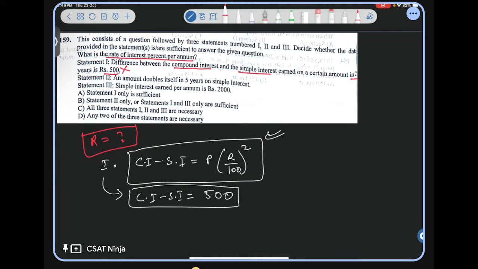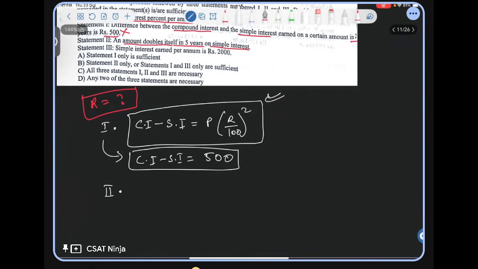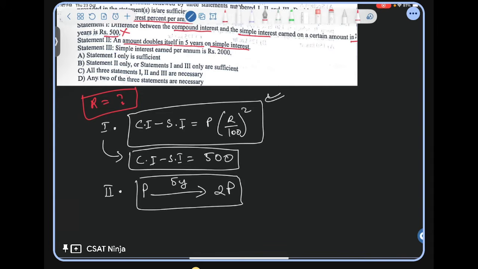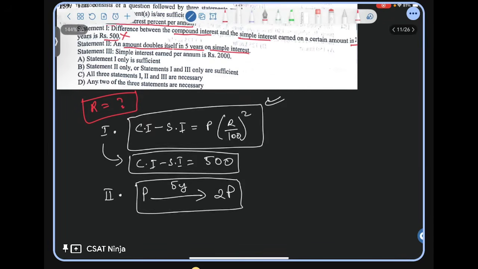Statement number 2 says, an amount doubles itself in 5 years on simple interest. Let me write that. The amount, that means the principal, becomes 2 times of that principal in 5 years. That's what statement number 2 says. The amount doubles itself in 5 years.